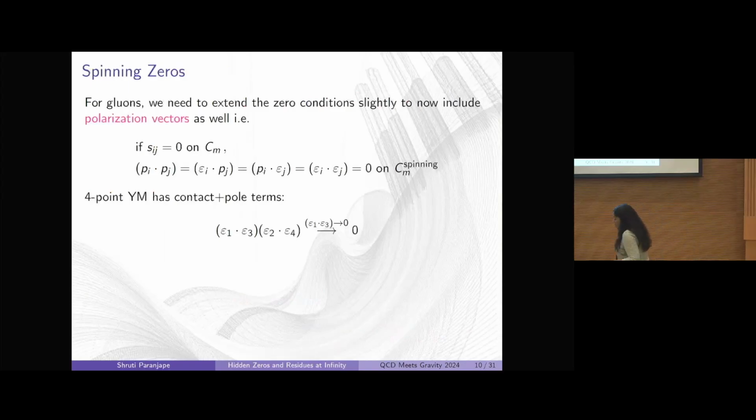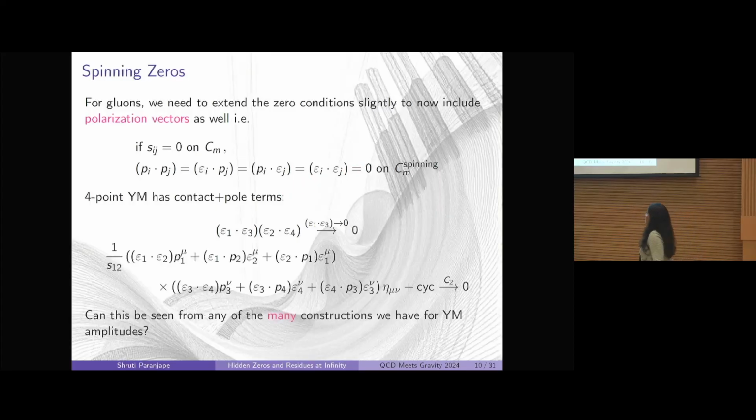So all of that was about the scalar theories, but I've been saying Yang-Mills, so obviously there must be some spinning version of this. And the spinning version is whenever the mesh tells you that Sij is 0, I set all kinematic invariants or Lorentz invariants that I can build from epsilon i, pi, epsilon j, and pj to 0. So this condition is what sets Yang-Mills amplitudes to 0. This is how it goes to 0. The contact term goes to 0, and then the pole terms go to 0.